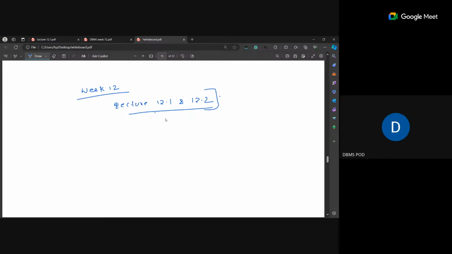Okay, so we'll first see 12.1. 12.2 is basically relational algebra, query optimization and all the things, equivalence of relational algebra expressions. So just watch the lecture, it will be sufficient for solving graded and practice assignment questions, right?